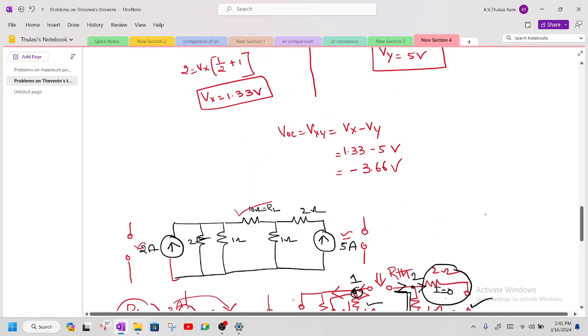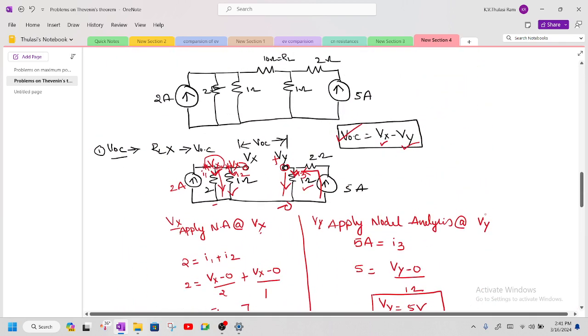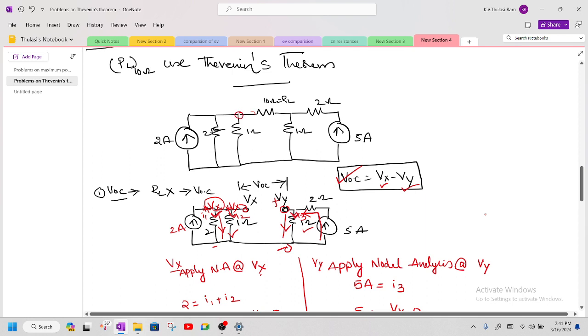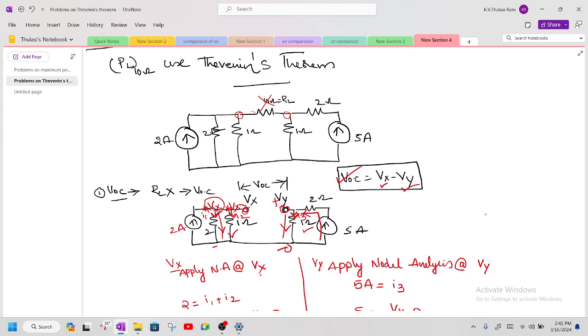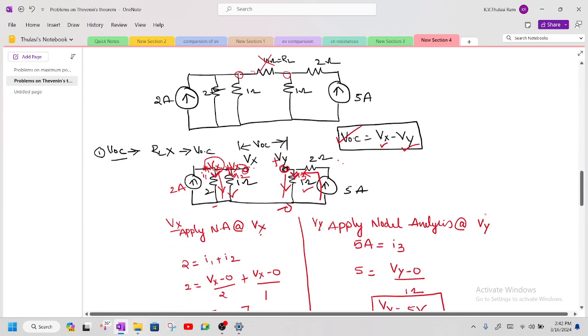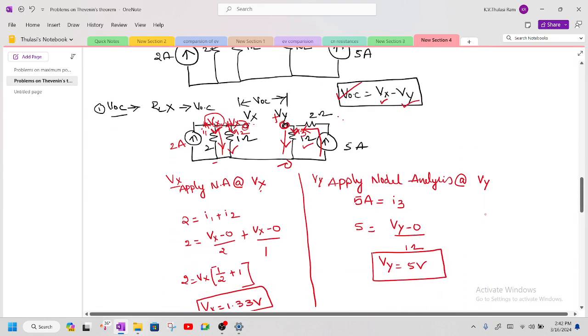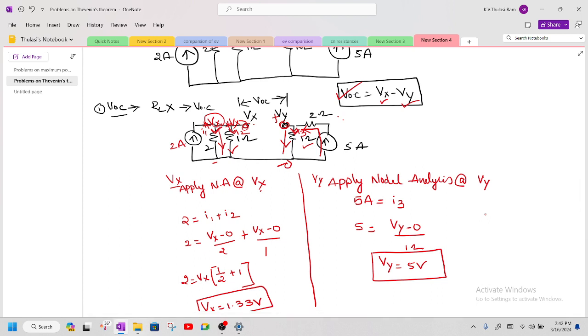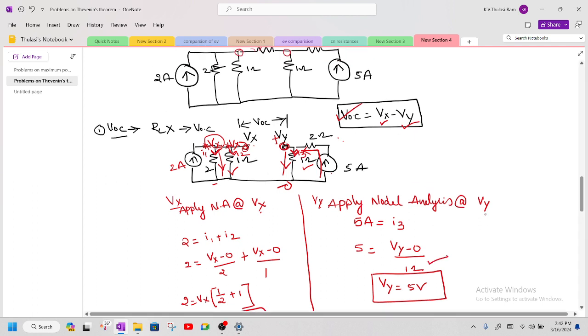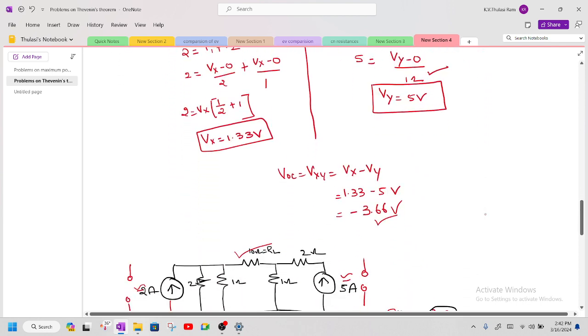If you want, I will repeat the problem again. So this is the problem given. First, in order to find the load current, first remove the load resistor and find the voltage across Vx and Vy. Vx minus Vy will give you the value of Voc. In order to find that, I applied KCL at this point, and entering current is 2 amperes. The leaving current is Vx minus 0 by 2, Vx minus 0 by 1. So we do nodal analysis at this point. Entering current is 5 amperes, leaving current is Vy minus 0 by 1. By that I find the value of Voc.